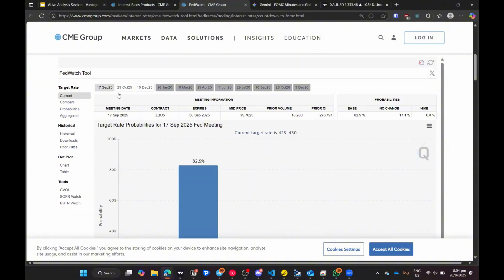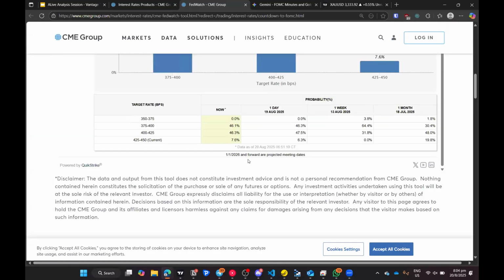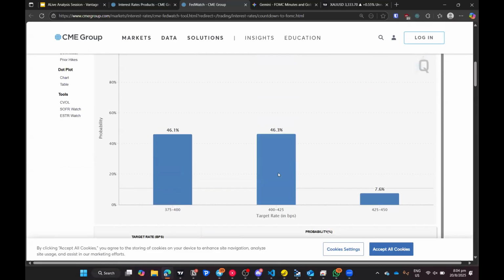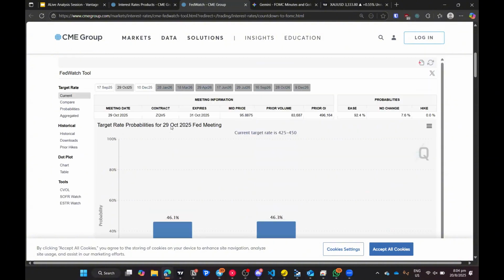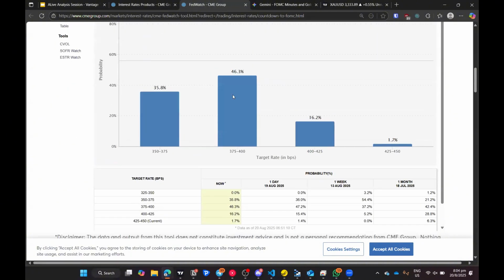If you look down further to the 29th of October and then to the 10th of December, you can see that the majority of the consensus is towards a 0% cut in October and 46.1% towards a 25 basis point cut. And then for the 10th of December, probably the highest percentage will be a full 50 basis point cut from today.